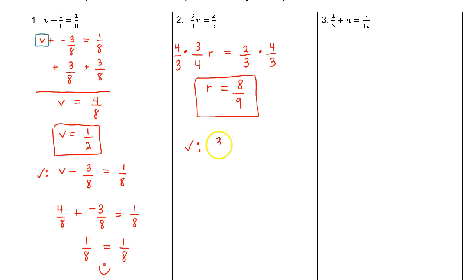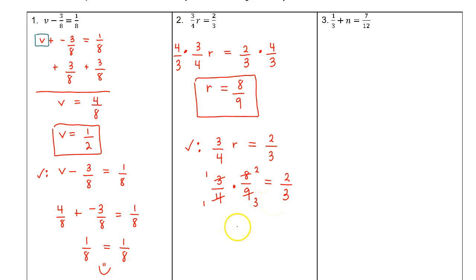When I check this equation, I start with the original, 3/4 r equals 2/3. Now, unlike the last equation, I don't have a choice here. So I'm plugging in my answer, which is 8/9, and I want to make sure that 3/4 times 8/9 is in fact equal to 2/3. So I'm going to do a little cross reducing. 4 will go into itself 1 time, it goes into 8 2 times. 3 will go into itself 1 time, and it goes into 9 3 times.